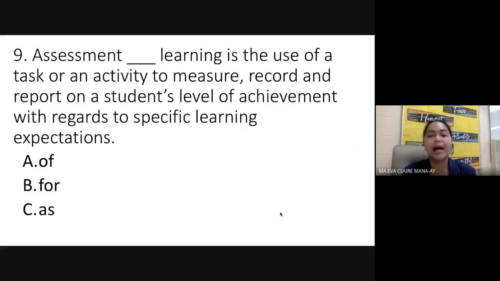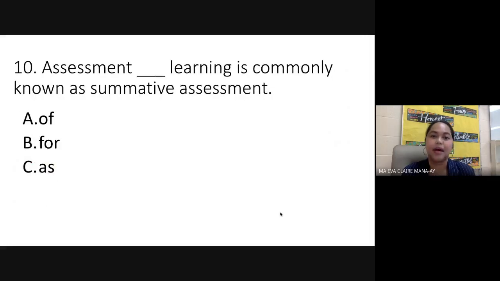Number 9, assessment blank learning is the use of a task or an activity to measure, record, and report on a student's level of achievement with regards to specific learning expectations. Of course, here in this item, you are trying to compare students' achievement with set expectations or goals. And so we know that this is letter A, assessment of learning. Last item, assessment blank learning is commonly known as summative assessment. Now we know that the correct answer here is letter A.